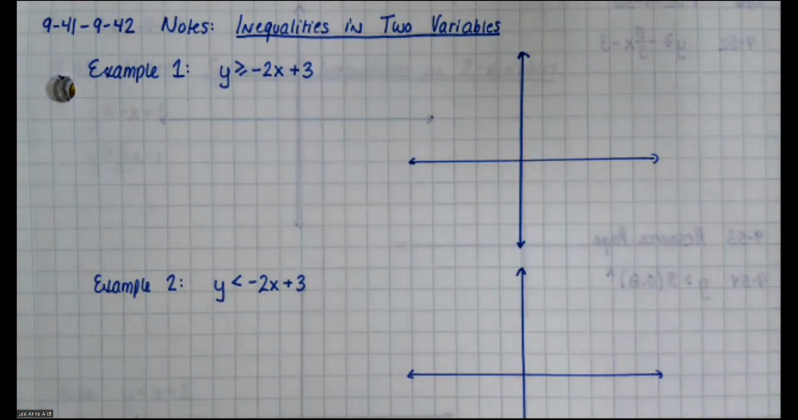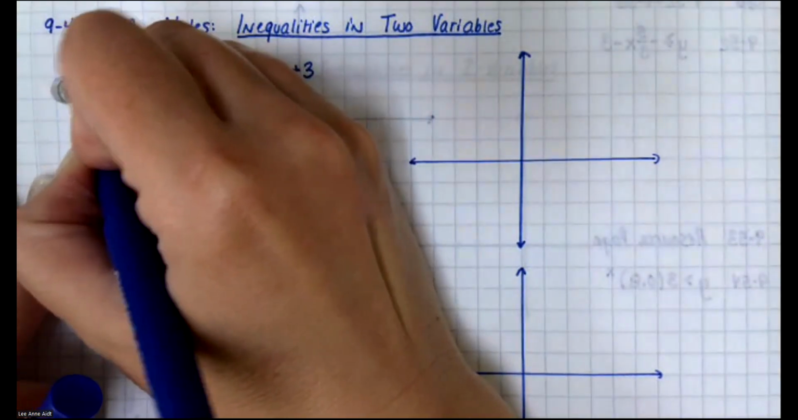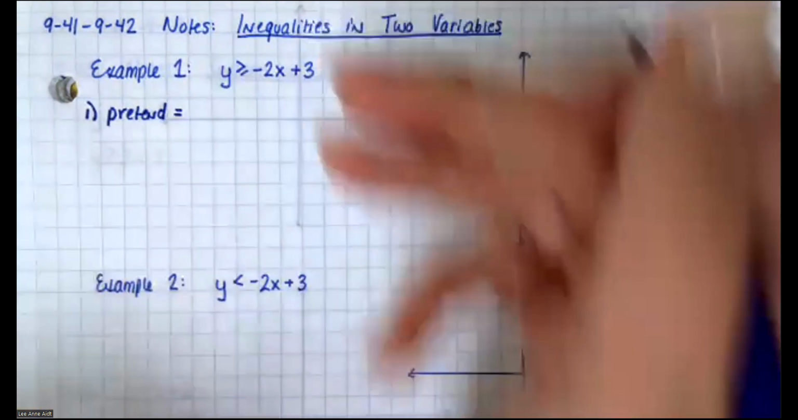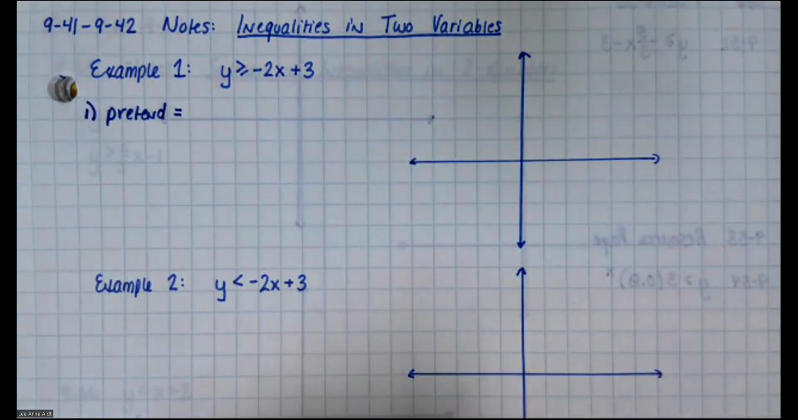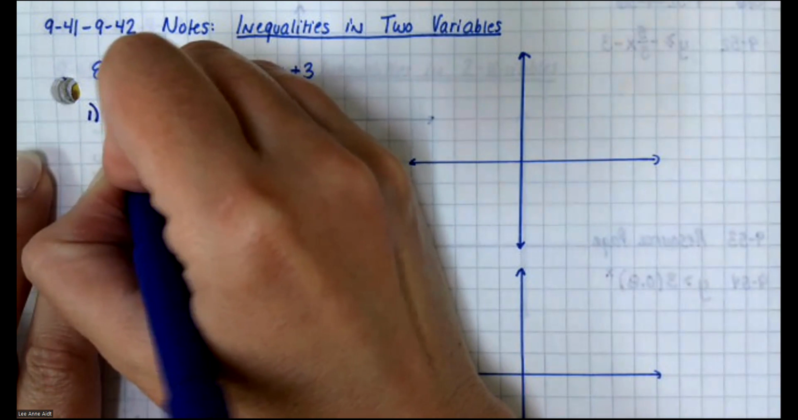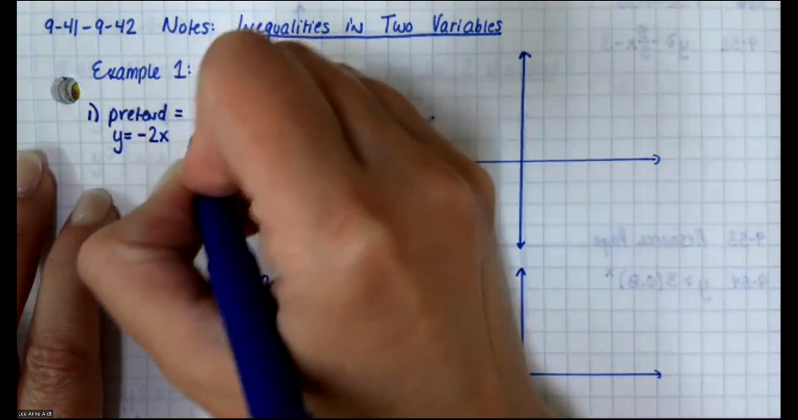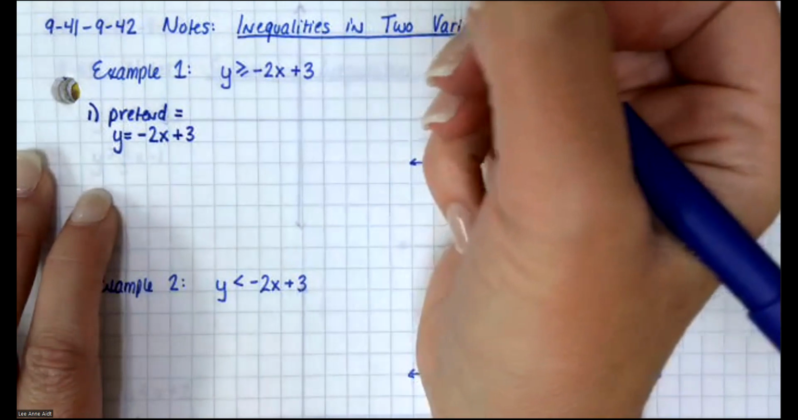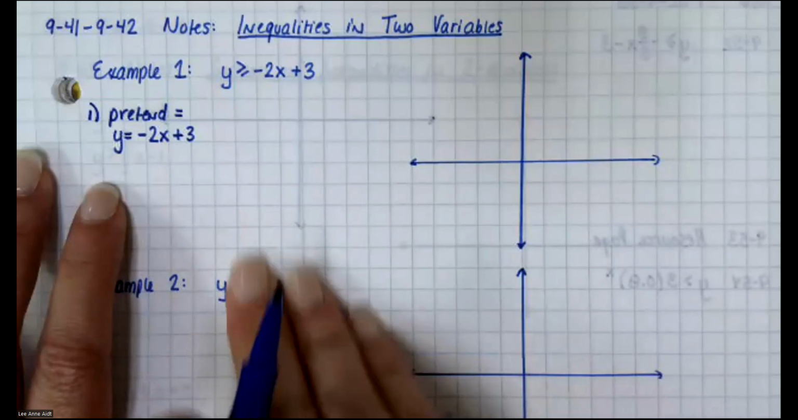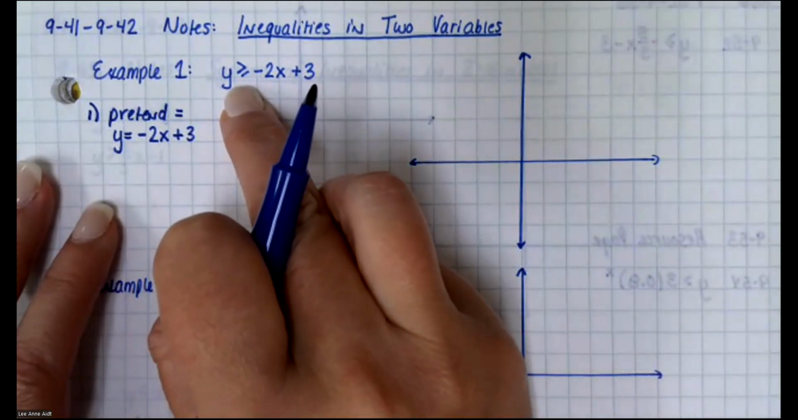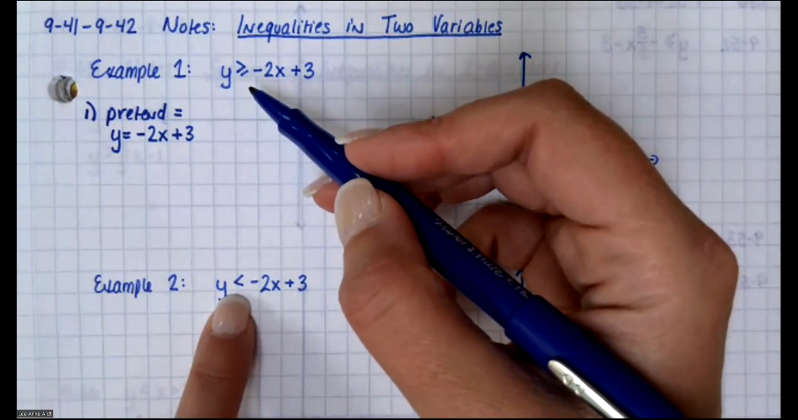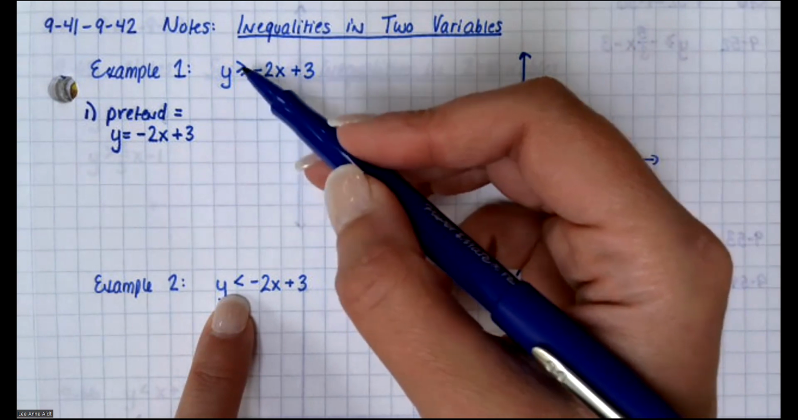Okay, guys, so let's go. Example 1. Number 1 is just like number 1 for every inequality we do. Pretend you have equals. Y equals negative 2x plus 3. Okay, now with these questions, with inequalities, you still have to decide something about open or closed. So this would be closed and this would be open. Does that make sense? Closed, open.